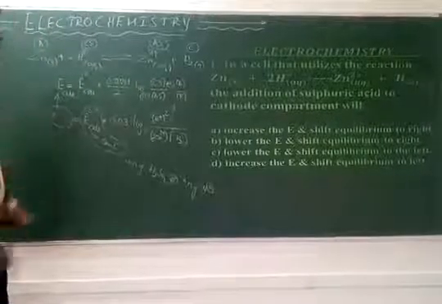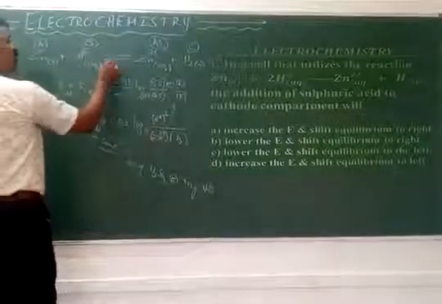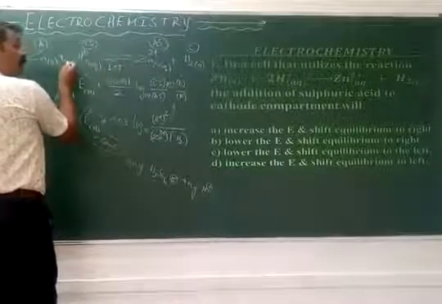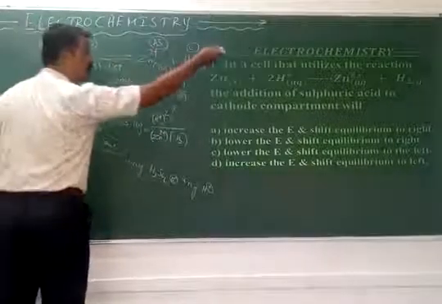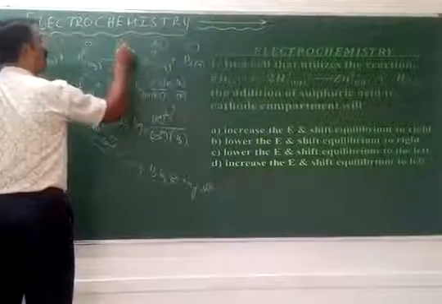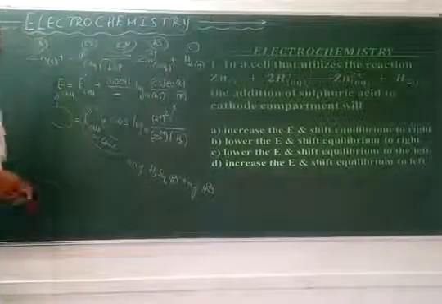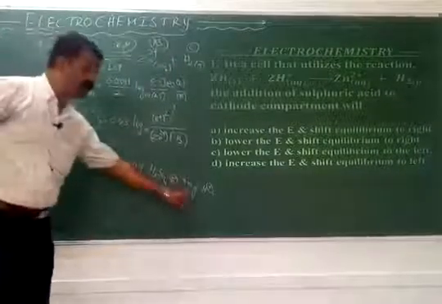It gets increased. According to Le Chatelier's principle, if the reactant concentration increases, the product concentration also increases. Therefore, the equilibrium has been shifted towards which side? Right side. Means addition of sulfuric acid in the form of H plus.